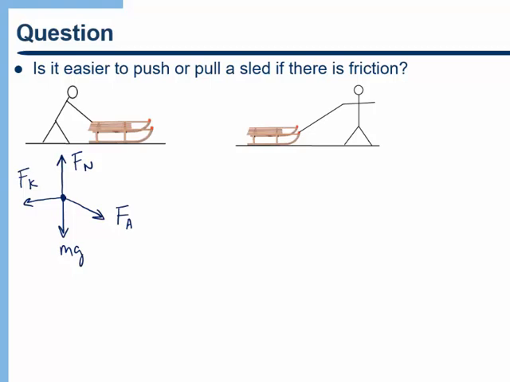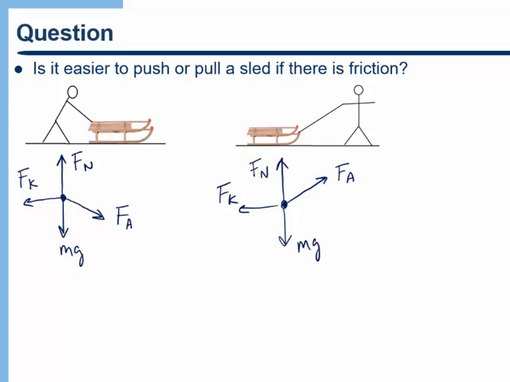For our person that's pulling the sled, if we draw the free body diagram for the sled, we see that the main difference in the free body diagram is the applied force is now not only to the right, but it's up. Again, we still have the normal force, we still have the weight of the sled, and we have the force of kinetic friction. So let's look at why it is that it's going to be harder to push the sled than it is to pull it.